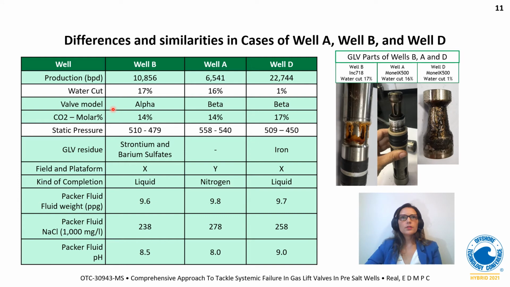Water cut values are similar in well B and well A. Another similarity is the fact that well B and D, although with different water cuts at the time, are from the same oil field and produced to the same unit. However, the residue from these three valves presented different characteristics, and only the well B gas lift valve presented the scale. The well D gas lift valve residue was composed mainly of iron, with a small concentration of barium.